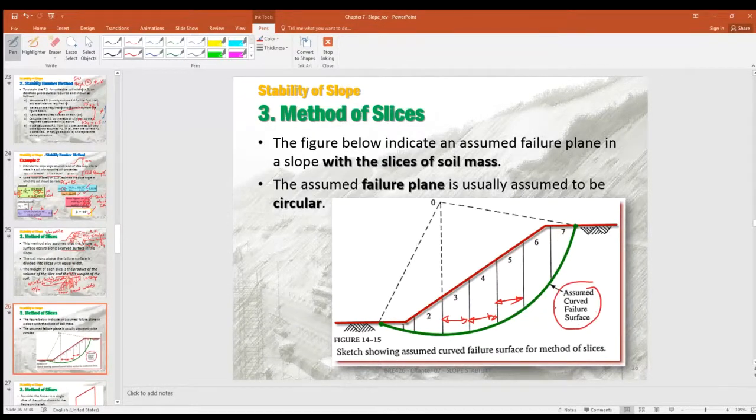We assume a curved failure surface, any curve. For this one, it's circular. For the sake of this curriculum, you will only be asked to do the calculation for circular failure surface. You don't need to do the calculation for non-circular, so that will simplify our job. So those are the slices. How many slices are there? 7 slices of equal width.